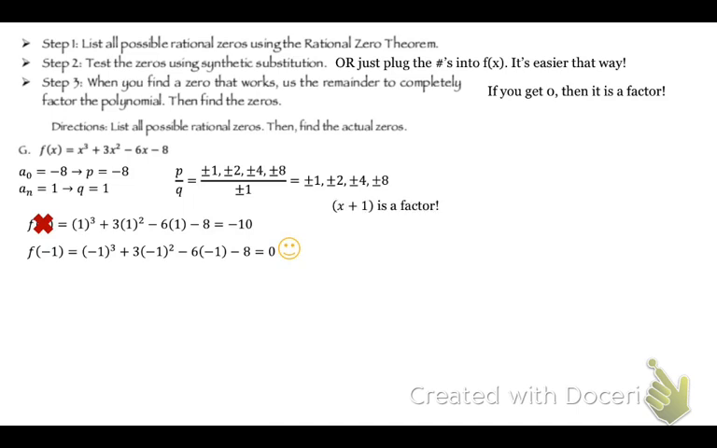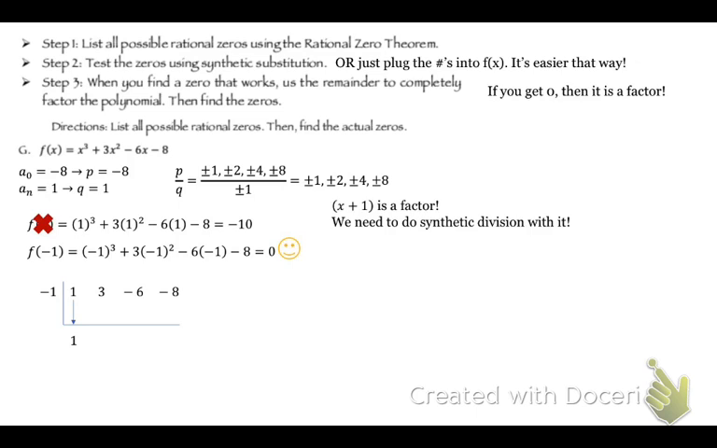So x plus 1 is a factor because you just have to switch that sign to put it back into its factored form. So x plus 1 is a factor, and I would write that right when you figure out which one's a factor. And now I'm going to use synthetic division with that. So I'm going to have 1, 3, negative 6, negative 8 on the inside, negative 1 on the outside.